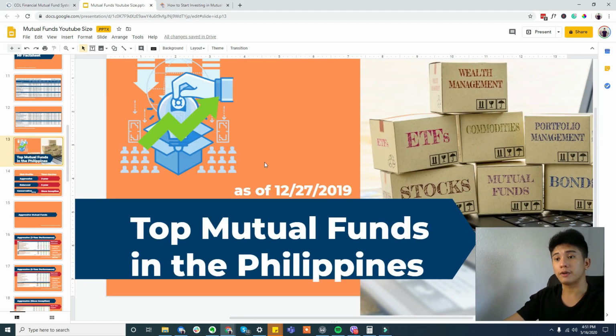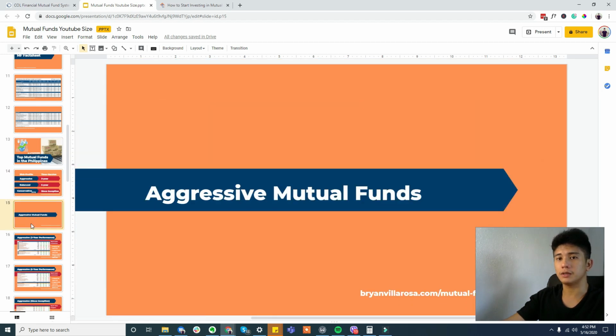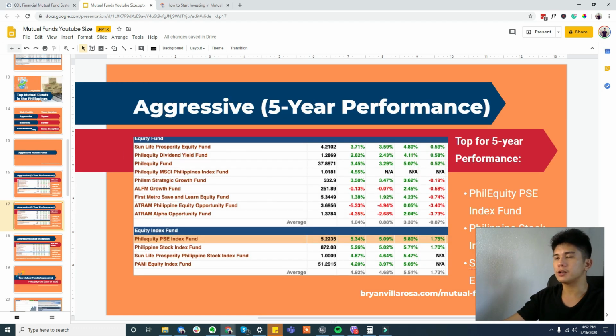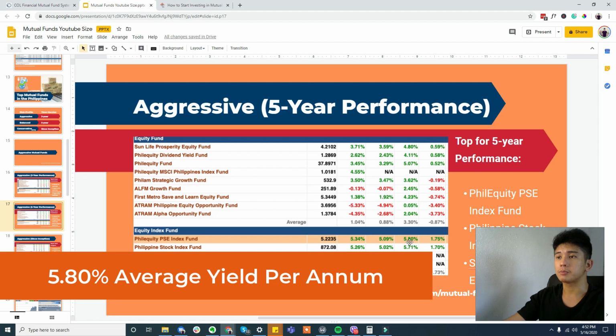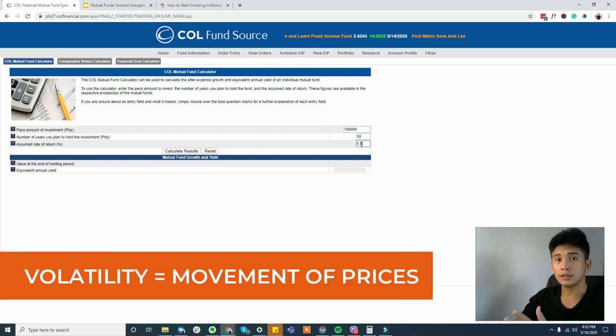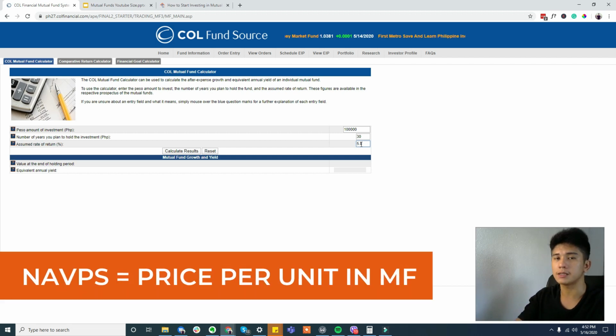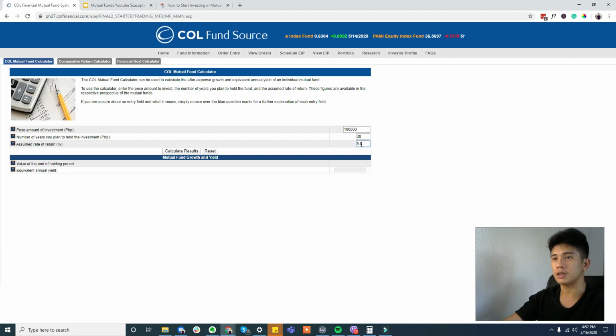These are the top mutual funds in the Philippines as of 2019. We identified aggressive, balanced, and conservative. And among the aggressive mutual funds, 5-year performance, let's use this. We identified this mutual fund, which is Phil Equity, with the highest yield of 5.80 in the span of 5 years. Okay, so let's use that as the basis, regardless of the other factors that might come in, such as the volatility, that it's not guaranteed, such as what's happening right now. There's a COVID-19 crisis, which really turned NAVPS prices through time. Without considering that, assuming that this is the average growth in the next 30 years.